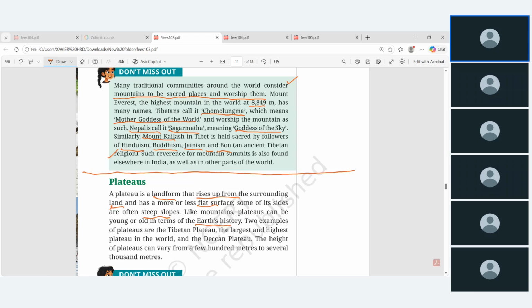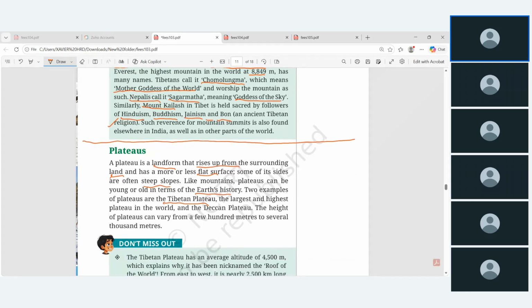So two examples they have mentioned. One is the Tibetan plateau, the largest and highest plateau in the world. Okay, noted down separately. And some more points you write here. The Tibetan plateau is also called the roof of the world. Roof of the world, அதாவது உலகின் கூரைன்னு சொல்லுவாங்க. Why it is being called so? One reason: the height, or higher elevation, around 4,500 meters.